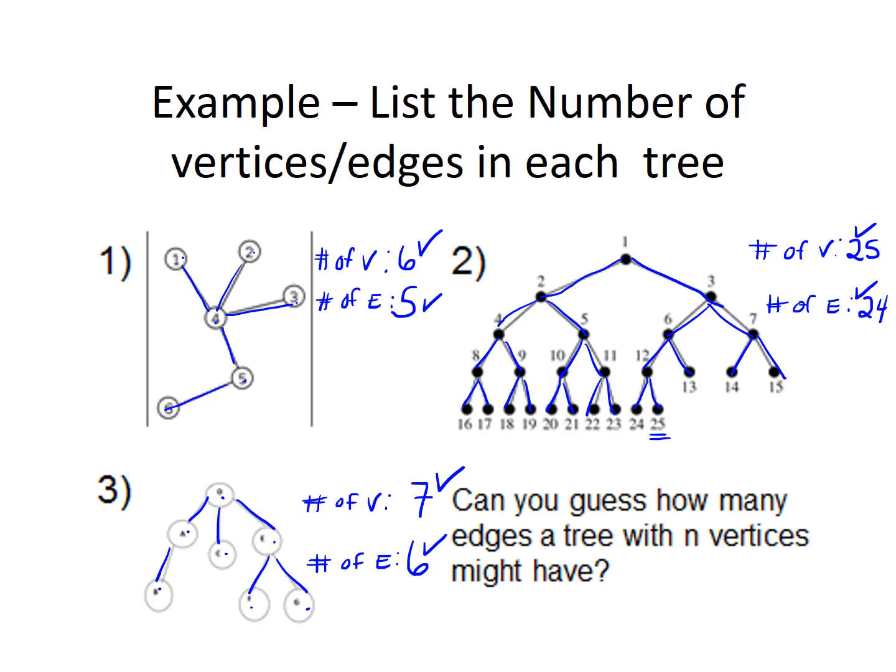But if you notice, each time the number of edges is 1 less than the number of vertices. So if there are n vertices, there are n minus 1 edges. And that is the property for any graph that is a tree. For any tree, if there's 10 vertices, 9 edges. 100 vertices, 99 edges.